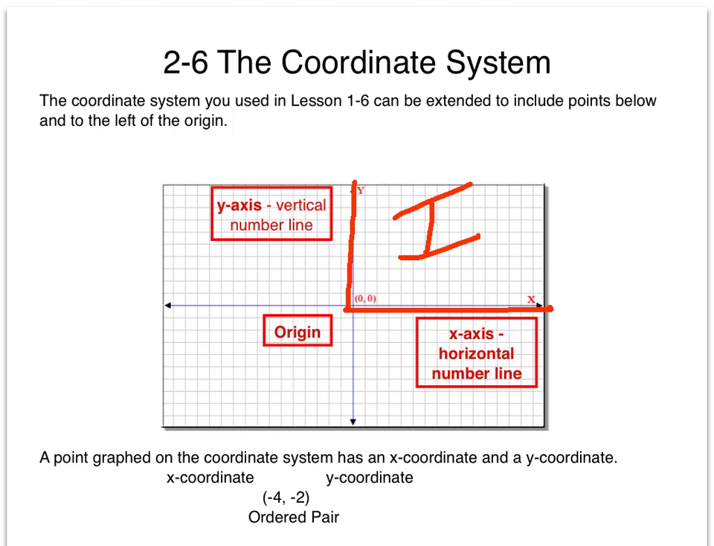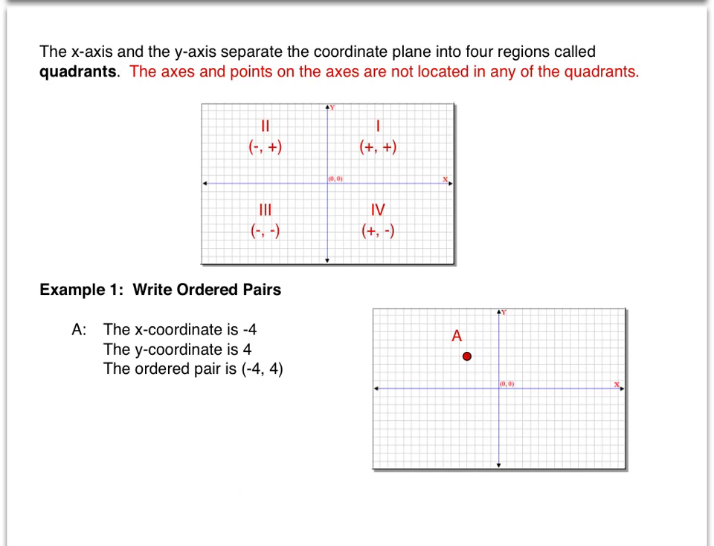A point graphed on the coordinate system has an x-coordinate and a y-coordinate. We talked about that in section 1.6. So in (-4, -2), an ordered pair, we have -4 as the x-coordinate, and we have -2 as the y-coordinate.